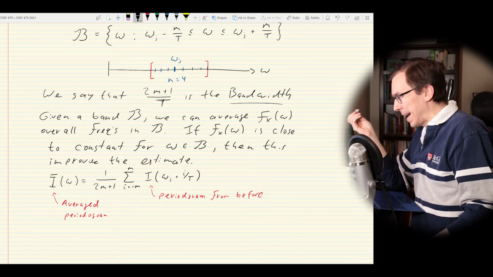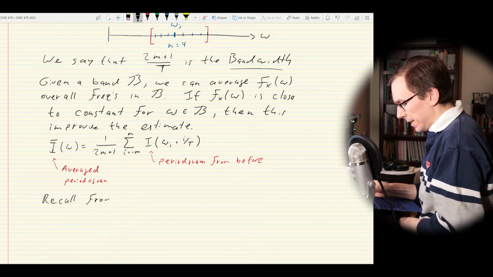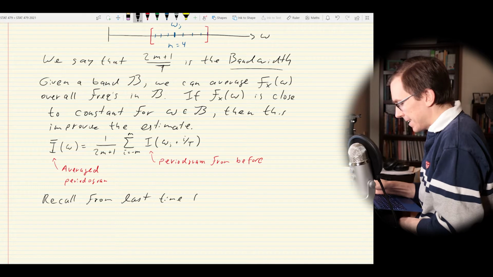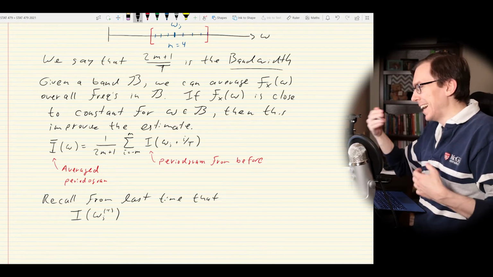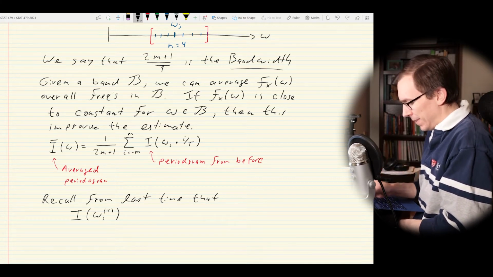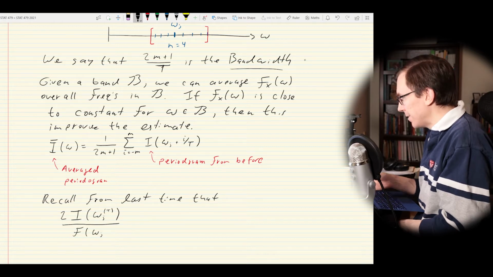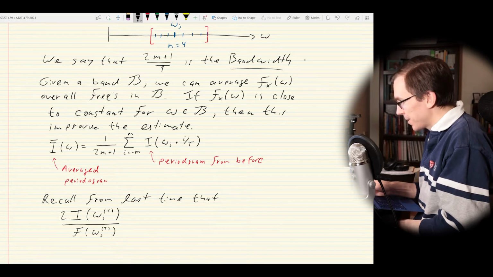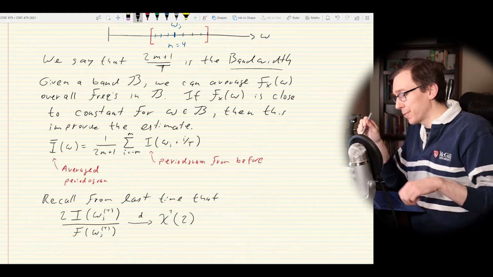So what happens mathematically when we do this? First, recall from last time that if I take I of omega j of T, and I have to have a sequence of omega j's that changes with T, so we do that limit again, and we multiply by 2 and divide by the spectral density at the frequency of interest, then this thing converges in distribution to a chi-squared random variable with 2 degrees of freedom. We did that at the very end of the lecture from last time.